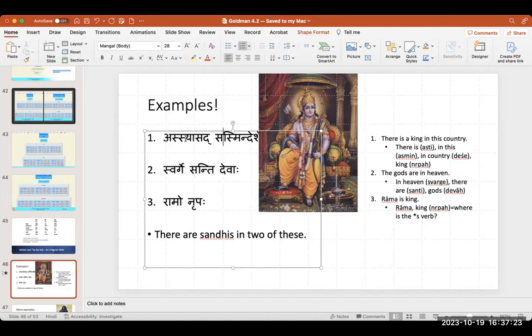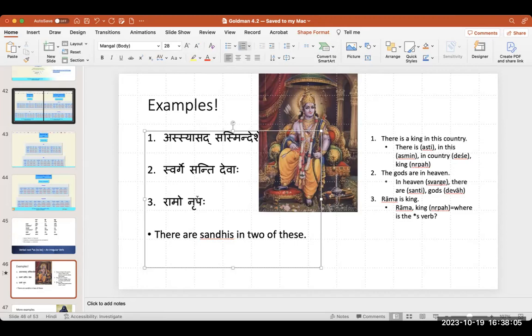If you open up your Goldman, which is better than me misspelling things, you will find this in chapter four, parts of speech. Yes, this will be found in 4.23. Astyasmin deshe nripa, found on page 57. Now, we look further down and we see santi. We know santi is the plural of as. Swarge santi deva. We haven't learned nouns yet, but we're going to real soon. Deva is plural. So, swarge in heaven, santi, there are deva, gods.